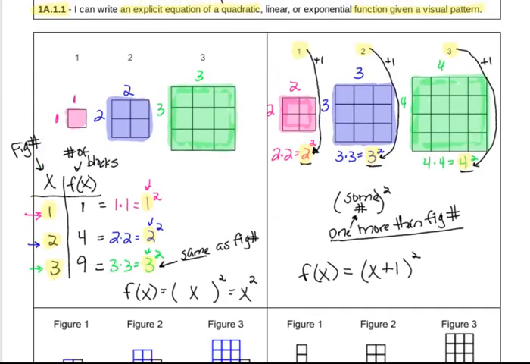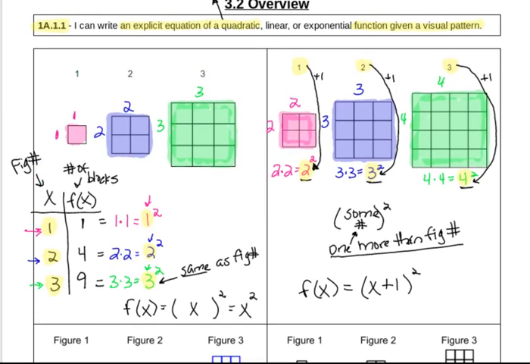So taking a look at these two examples that we've done, they both were just this thing that was being squared. And we just needed to figure out how is this thing that's being squared related to the figure number. In one of these cases, it was the same as the figure number, so it was just x. And in the other one, the thing being squared was one more, so it was x plus 1. But I think it's important for us to be able to see these two examples side by side and see how they're similar and different to each other.